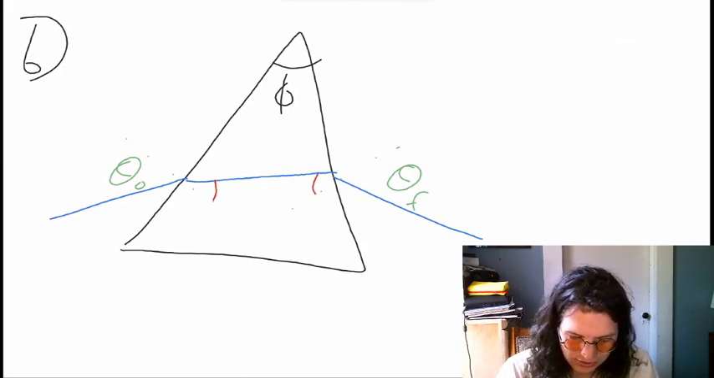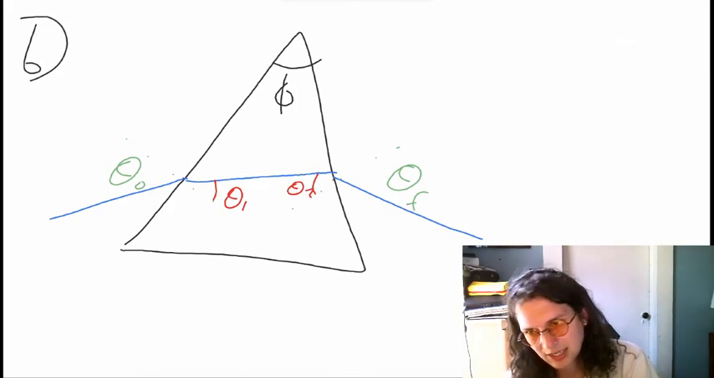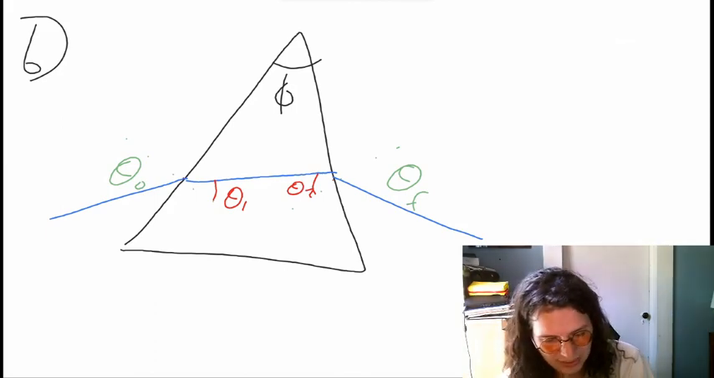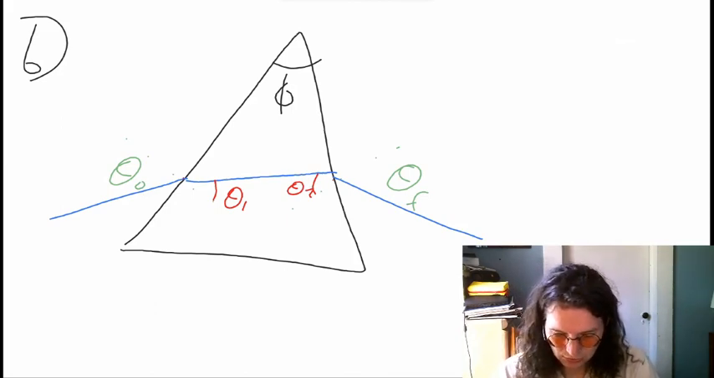So we'll go ahead and call this theta 1 and call this theta 2. And I know how to do the index of refraction at these two points, right? So that'll give me two equations, and I'm pretty sure most people won't have trouble with that. The tricky part is relating theta 1 to theta 2. Okay, so let's step through this.